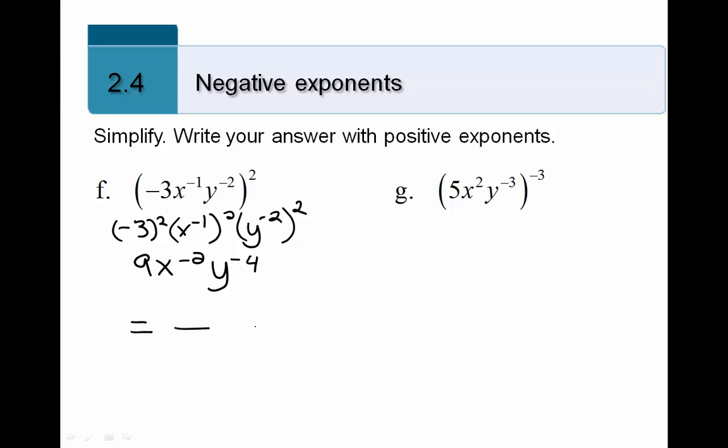And now all we have to do is make our negative exponents positive. The 9 can stay in the numerator. The reciprocal of x is 1 over x. That's forcing the x to the denominator to make my exponent positive. And the reciprocal of y is 1 over y. The y is coming down to make my exponent positive. So we'll have 9 over x squared y to the 4th.